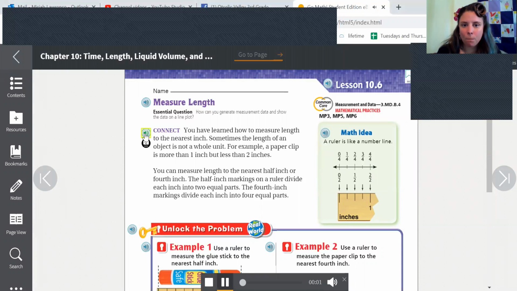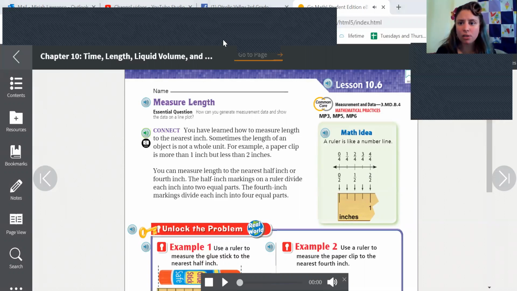Connect. You have learned how to measure length to the nearest inch. Sometimes the length of an object is not a whole unit. For example, a paperclip is more than 1 inch, but less than 2 inches. You can measure length to the nearest half-inch or 1/4 inch. The half-inch markings on a ruler divide each inch into 2 equal parts. The 1/4 inch markings divide each inch into 4 equal parts.